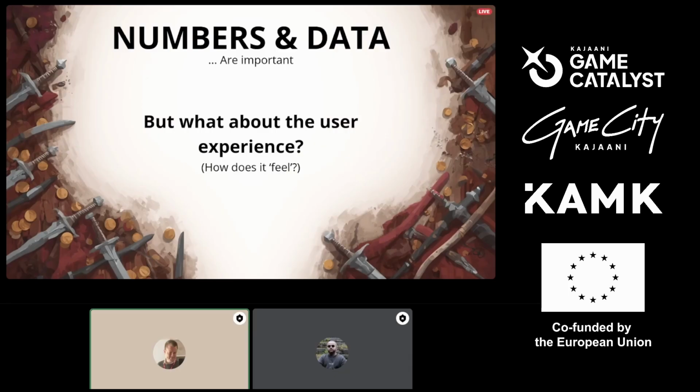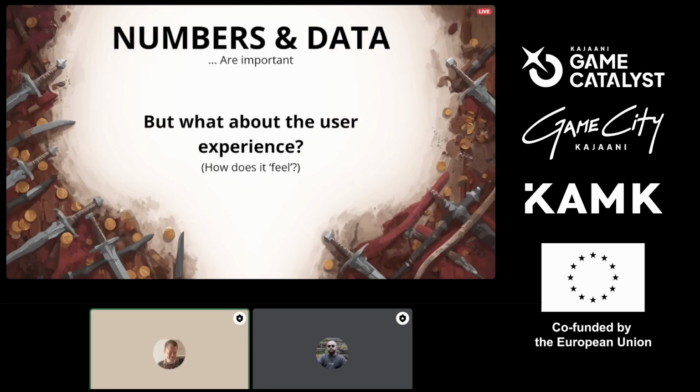The numbers and data are obviously important and direct a lot of the decisions, or should be directing a lot of decisions that we make. But in the end, what about the user experience? How does the game feel? Is that something the user is familiar with, and are we making something the user is familiar with, and what are the important aspects to make it familiar for the expected user, as an example?